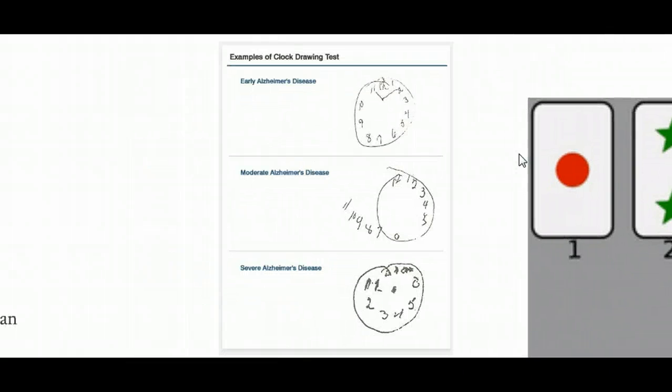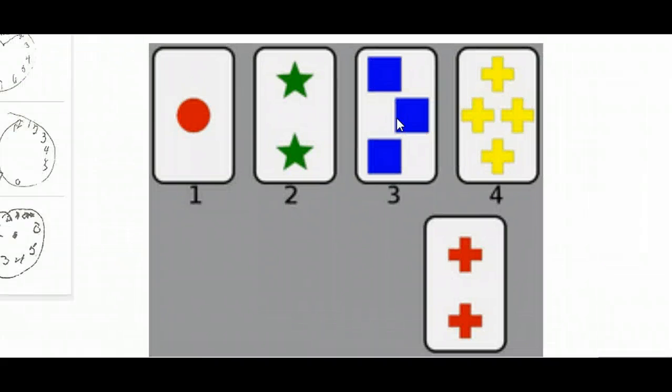Other tests that we do, we measure construction abilities. We'll have people draw a clock. You just say, here, take this paper, draw a clock. And for example, in Alzheimer's disease, you'll see pretty radical alterations of the clock. They have something that's called construction apraxia. They can't do the clock.